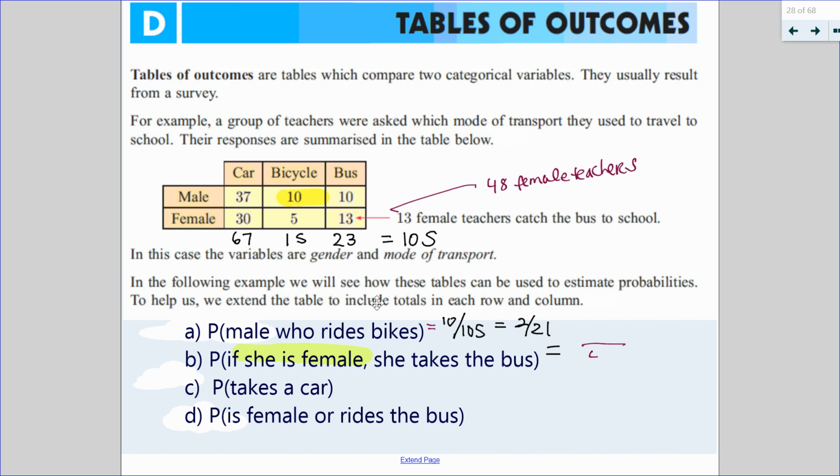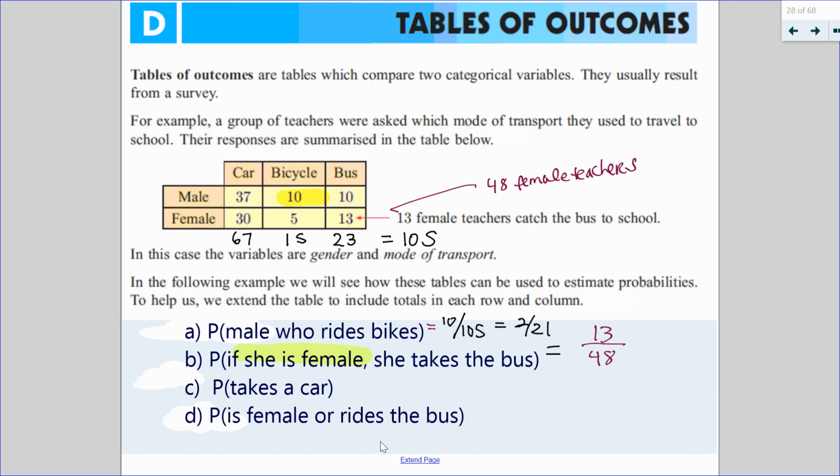So that's your denominator. So you have to pay attention to what your universal set is, what your total is here. And takes the bus, well, females who take the bus are 13. So of that set of people, so of this row here, 13 out of 48 females take the bus.